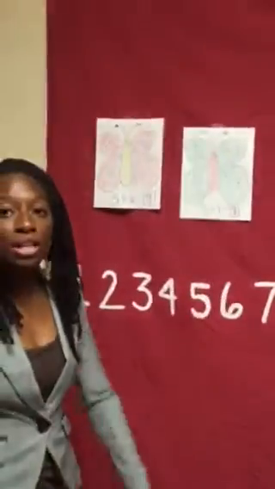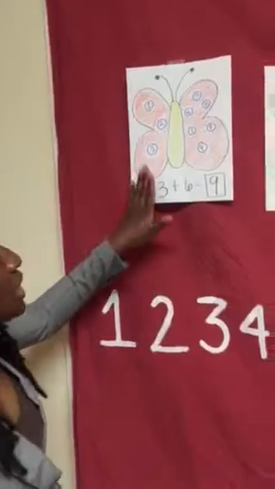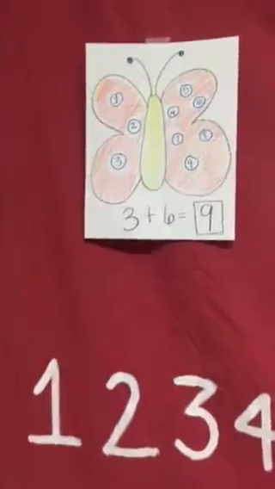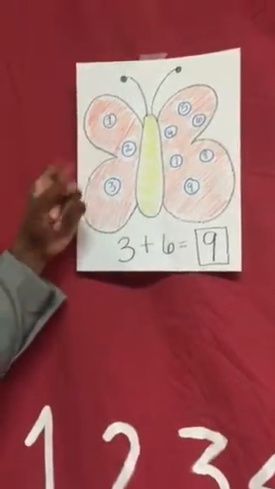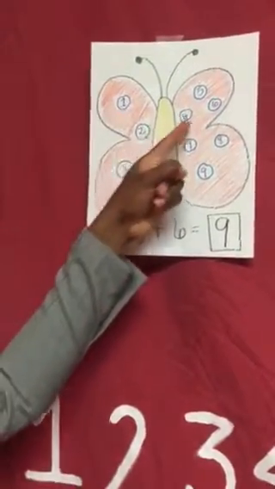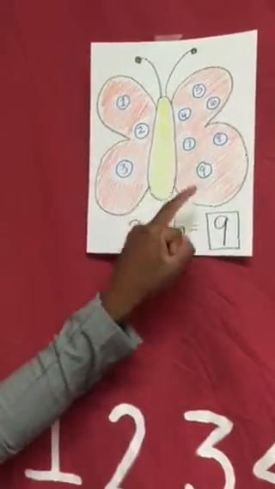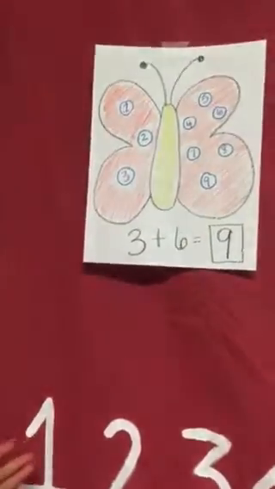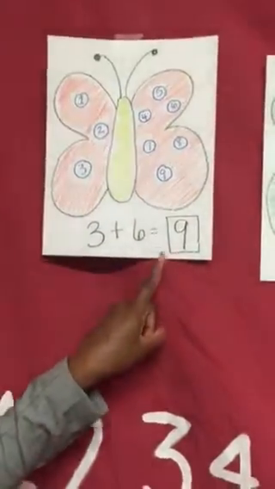So for my modeling activity, it would be, boys and girls, could you guys count with me this wing of the butterfly? And then we will go on to count this side. So 1, 2, 3, 4, 5, 6, 7, 8, 9. So on this butterfly, 3 plus 6 equals 9.